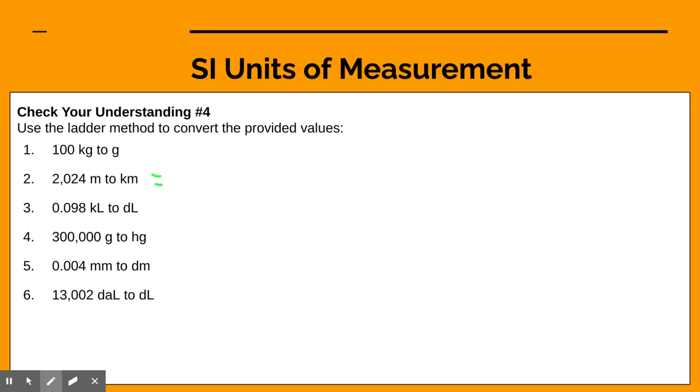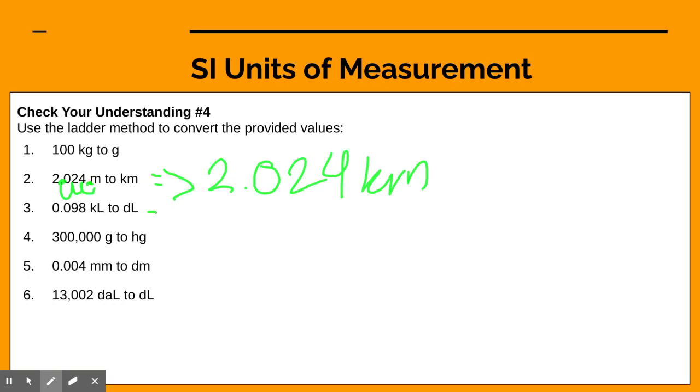Okay. So I'm going to find out where my decimal point is. It's right there. So meters to kilometers. So I know that from meters to kilometers, it's 3 jumps to the left. So it's going to be 1, 2, 3. So my new value is going to be 2.024 kilometers.